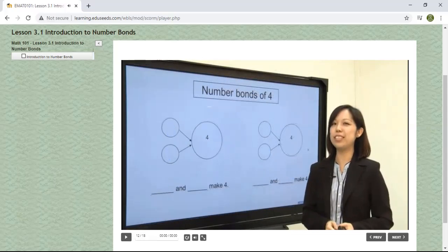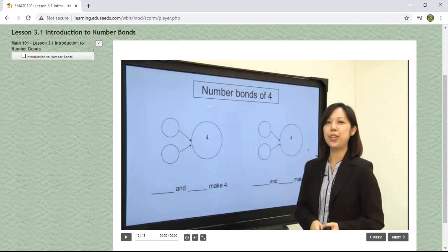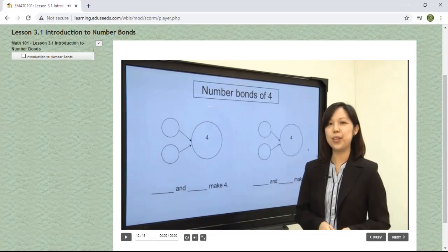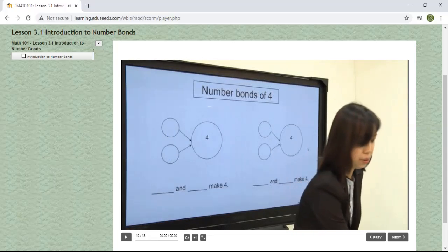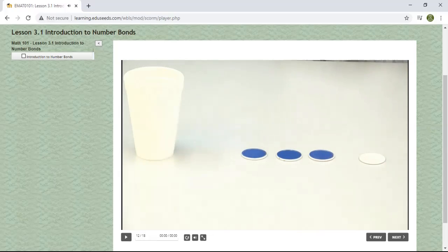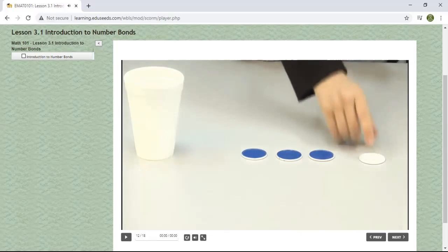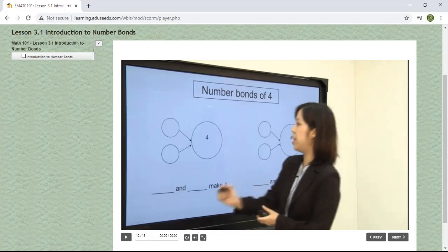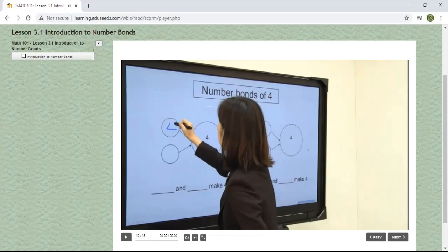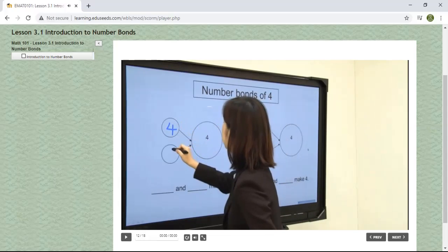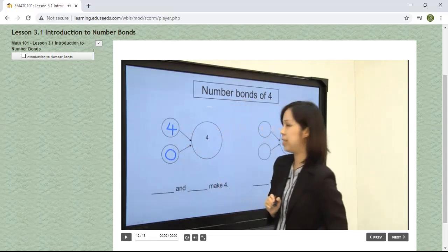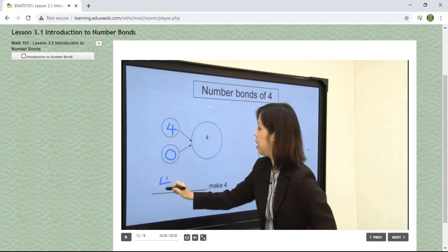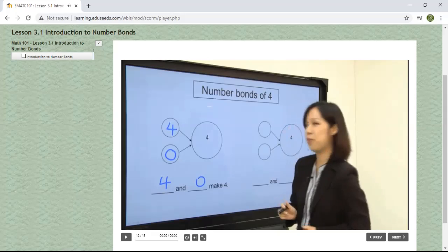Now after we have looked at the 2 number bonds of 4, we're going to look at the third number bond, okay? So earlier on we had 3 blue ones and 1 white one. Now what happens if I turn all of them into blue? Now I will have 4 blue counters but 0 white counters. 4 and 0 also gives me 4. So let's fill that up in the bubbles. 4 blue counters, 0 white counters, 4 and 0 make 4.